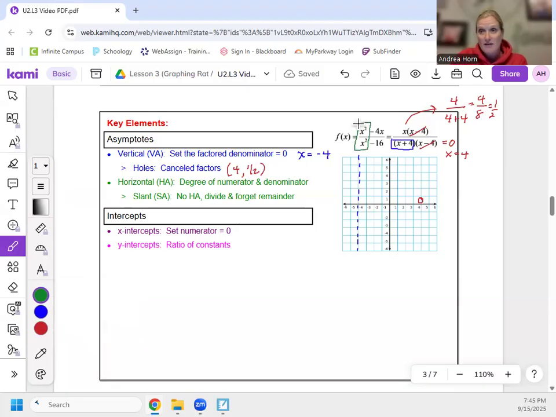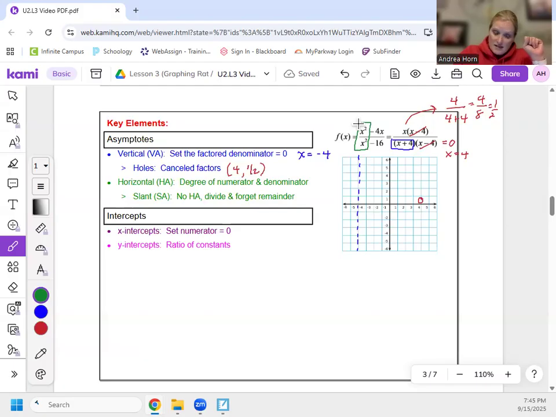Then remember our horizontal asymptote is the ratio of our leading coefficients, before we factor. If the degree on the top is lower, then y equals 0. If the degrees are the same, then it's the ratio of our numbers. And if the degree on the top is higher, by 1, then we have a slant asymptote.